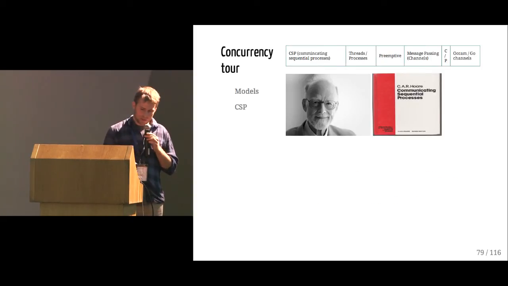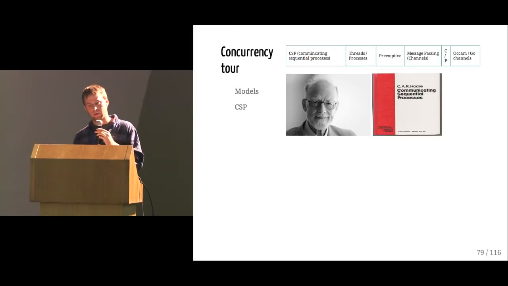So next up is CSP. CSP is Communicating Sequential Processes. It's a paper that was written in like the 1970s. Someone has told me that everything in computer science was created in the 1970s. Since then, it just gets repeated, but everything was created in the 1970s.